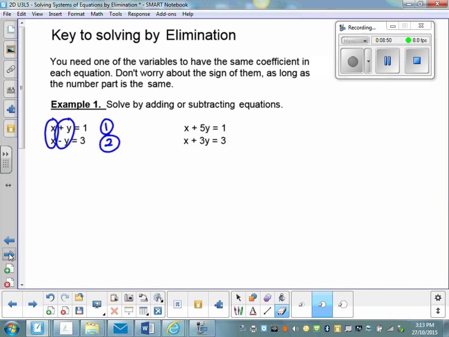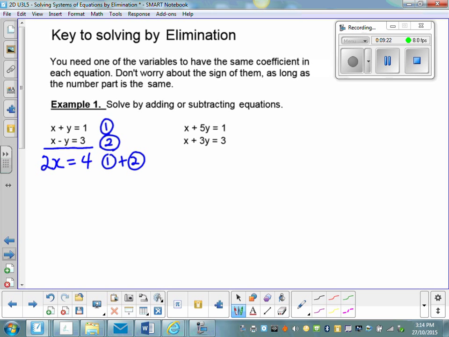I'm going to eliminate the y's, and the y's are easier to eliminate because if I have a plus y and a minus y, if I add those two equations, then that's going to get rid of the y. I'm going to write 1 plus 2 over here. So when I add these equations together, 1x plus 1x is 2x. Y plus negative y is 0. And 1 plus 3 is 4. So x is equal to 2.